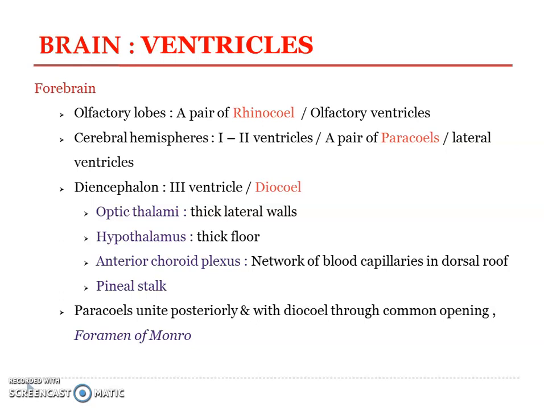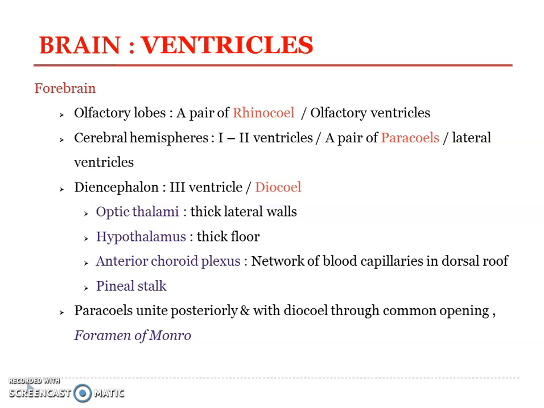Ventricles are the cavities inside the brain, and all the major brain parts have ventricles. The central canal of the brain has local expansions, and these are referred to as the ventricles. Starting from the anterior, from the olfactory lobe, the ventricle is referred to as a rhinocele. Since there is a pair of olfactory lobes, a pair of rhinoceles is found. Then, next posterior, are the cerebral hemispheres, again two hemispheres, so two ventricles, a pair of paracele, otherwise known as lateral ventricles.